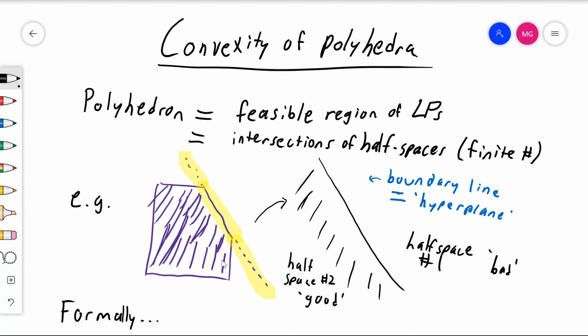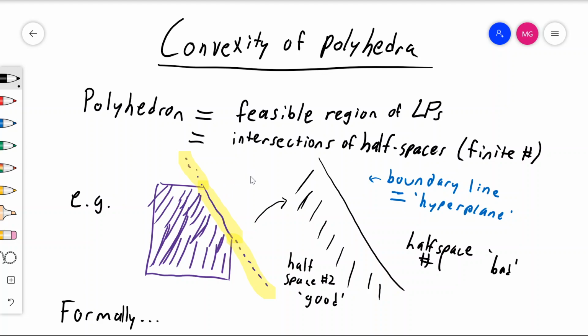And so we could realize this polyhedron as the intersection of all the good half spaces. So the half space that satisfies that particular constraint, corresponding to this line here, everything less than or equal to, and then the same thing for this constraint and those other constraints. You look at the intersection of all those half spaces, and what you get is exactly this purple set here.